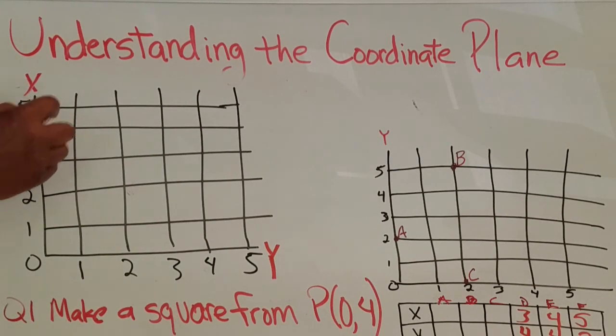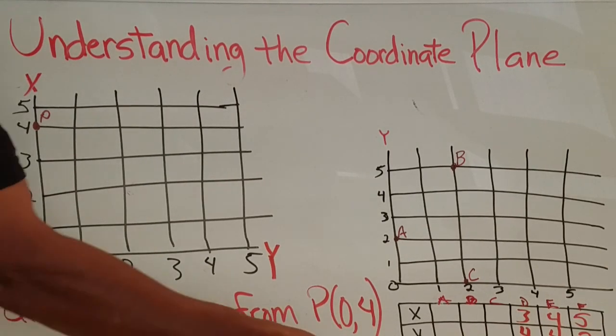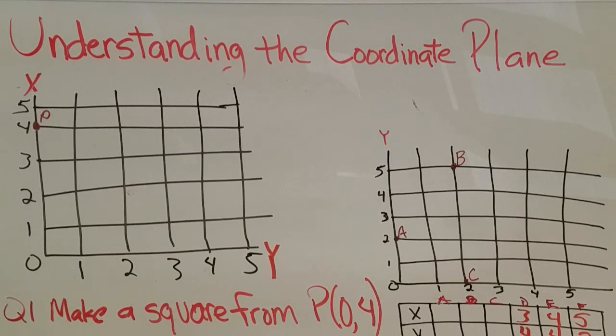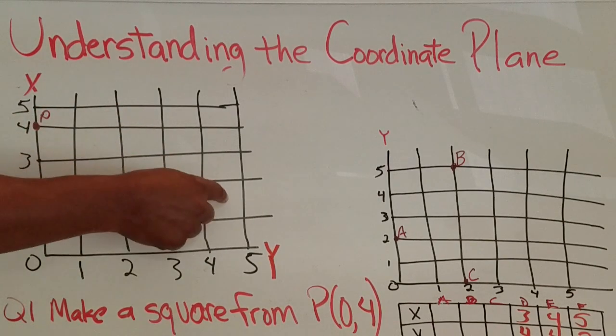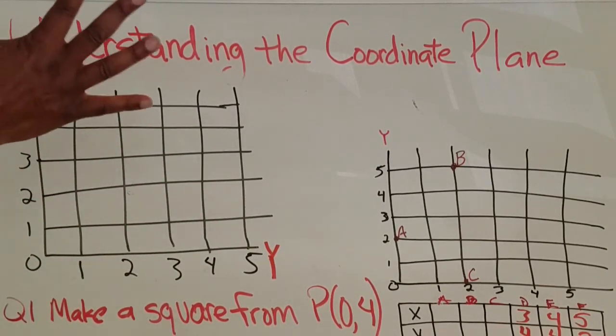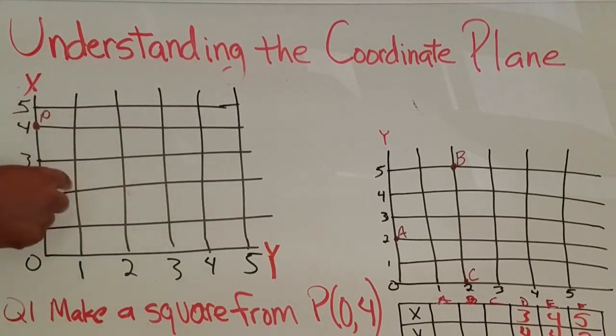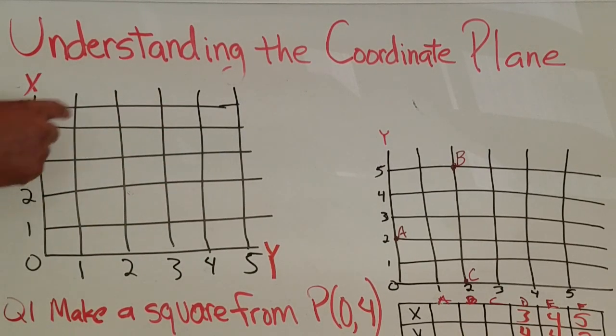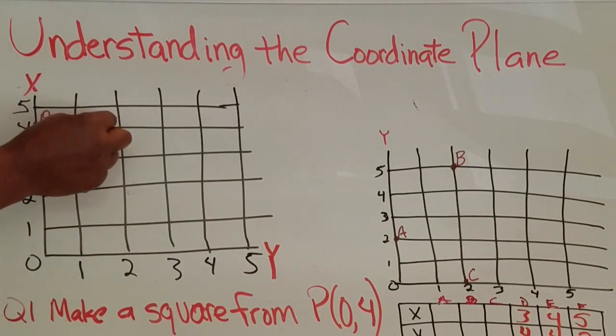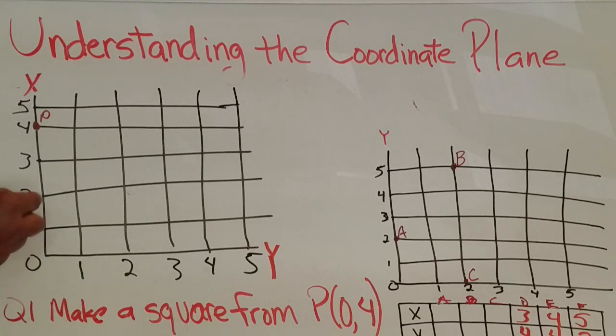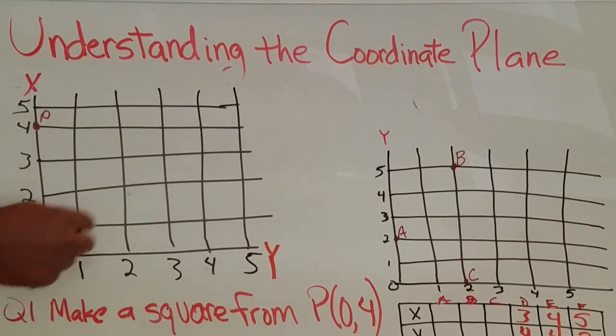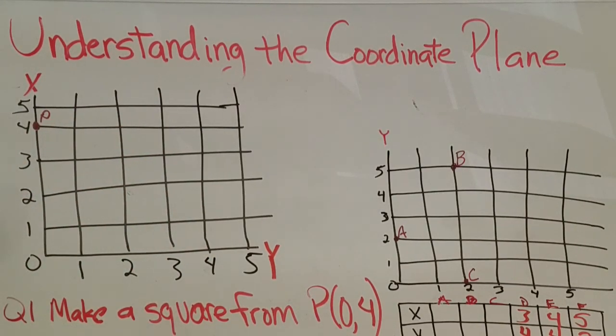That's point P. Now you're going to have to make a square. We went over that earlier, exactly what a square was. So you're going to have a few more points. In fact, you'll need 4 points to make a square. Where would you make your square? And tell me the ordered pair for all 4 of your corners. All right, go.